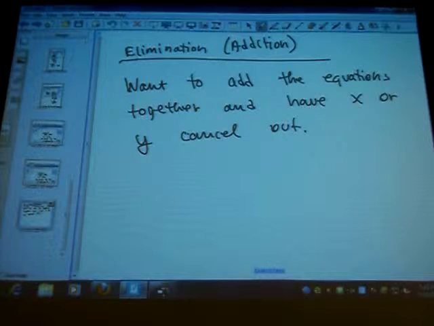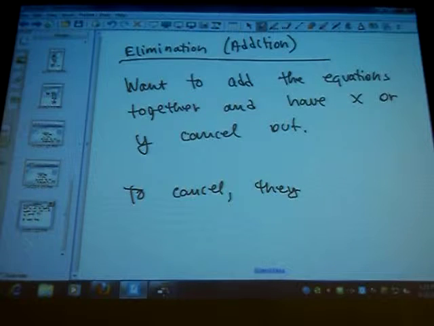Cancel out if you're adding them together? What would cancel 2x? Negative 2x. Okay? What we're looking for is to cancel. They need the same coefficient with opposite signs. The same number with opposite signs.